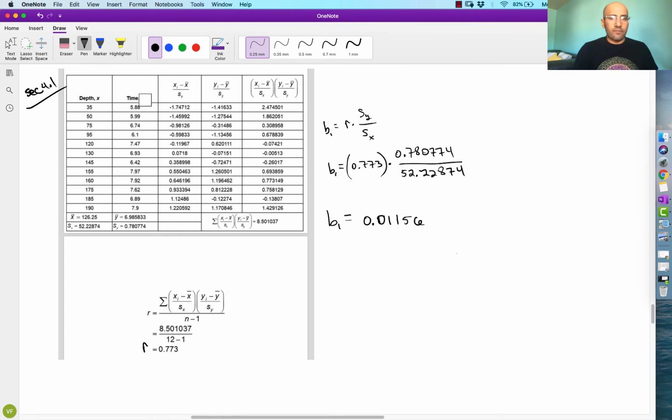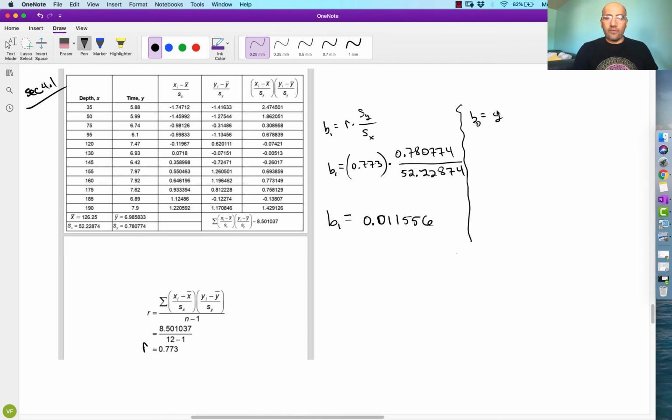Actually, let's go one more. 5, 5, 6. Seems like a pretty good approximation. Okay, so that's a pretty good approximate. Okay, so now once we find B sub 1, we got to find B sub 0, B sub naught.